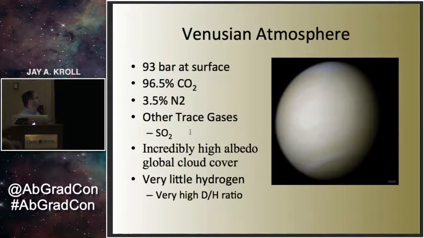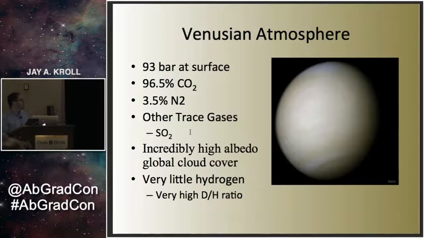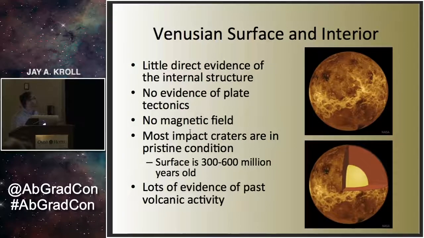There's also very little hydrogen in Venus's atmosphere, and there's an incredibly high D to H ratio. And so what that tells us is that Venus has probably lost a lot of its water, which is interesting because early on in its history, we think Venus may have been a lot more like Earth and had oceans on its surface. Today, its surface looks incredibly different though.